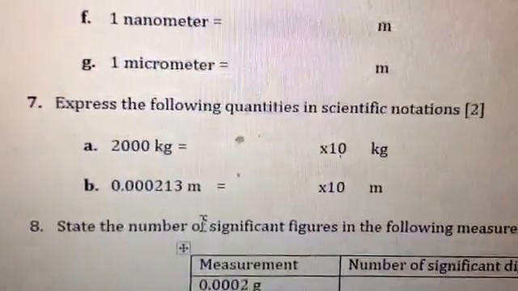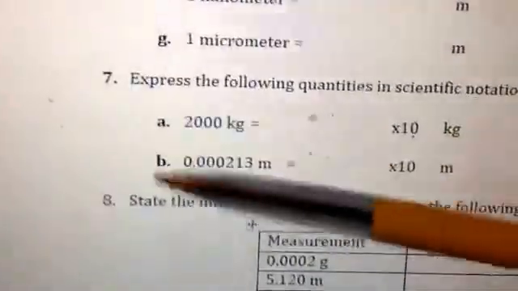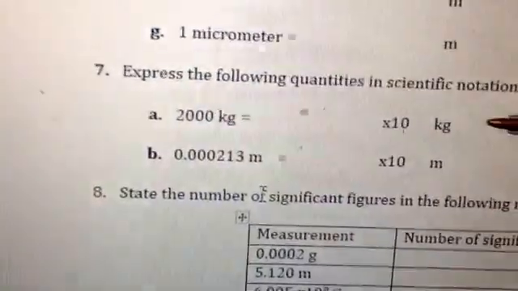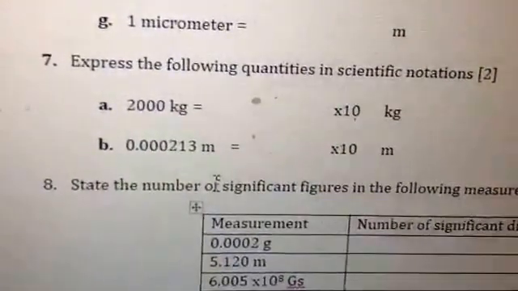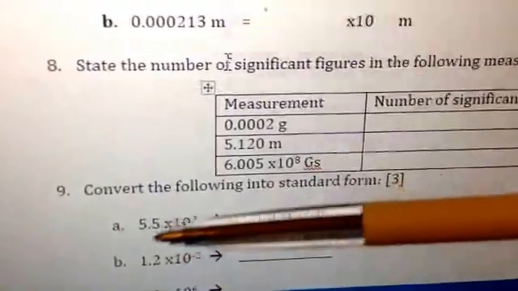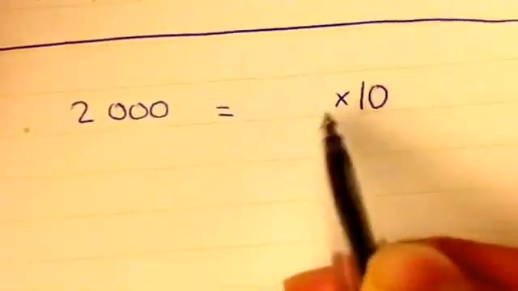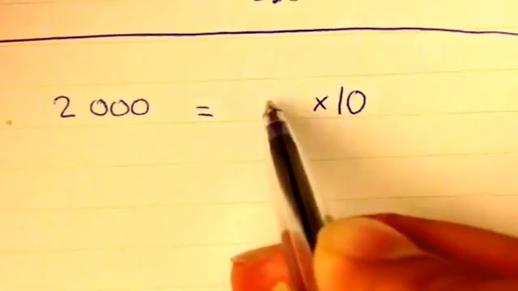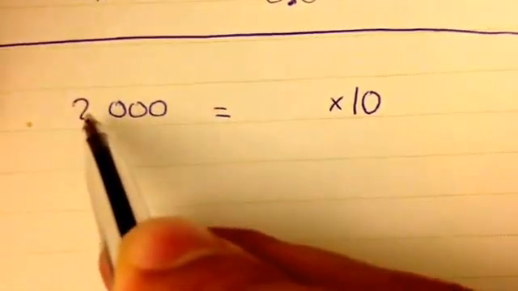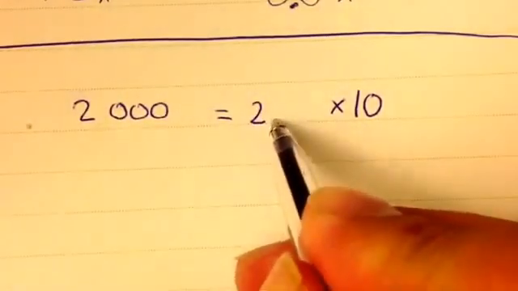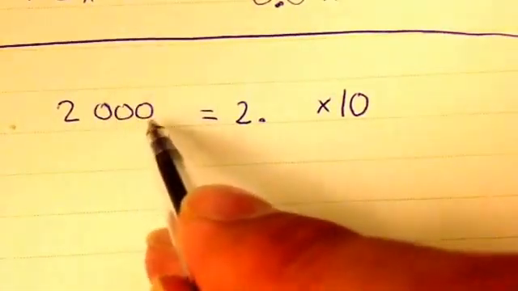Now question 7 is slightly different. This time you want to take a standard form number and turn it into a scientific number, like the ones we saw down here. The first example was 2,000 kilograms, and I want to turn it into a scientific number, which means it's going to have a times 10 in it. Now the first number is always going to be just one number on its own, so I'm going to take the first non-zero number, which is 2, and I'm going to put the dot, and then whatever numbers come after, 0, 0, 0.